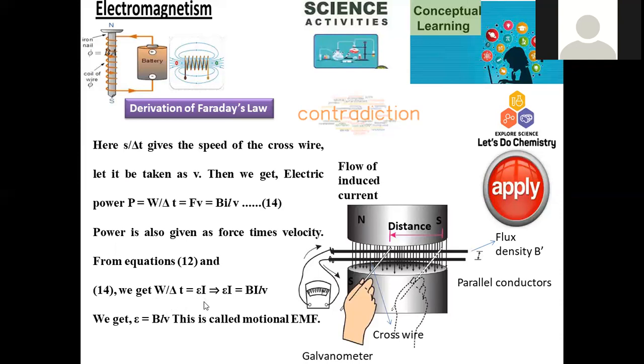W by delta T is equal to epsilon I, right? Now, epsilon I, we already have this value given as B I L v, right? So here epsilon is equal to B L v can be taken, as I gets cancelled. One is there on the left side and the other is there on the right side. Both get cancelled as well. So here the variation in the EMF is equal to flux density, length in between the two bar magnets, and v, which is nothing but the ratio of s by delta T. This is called a motional EMF.